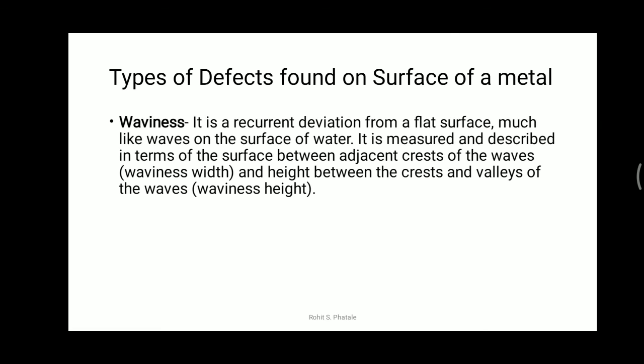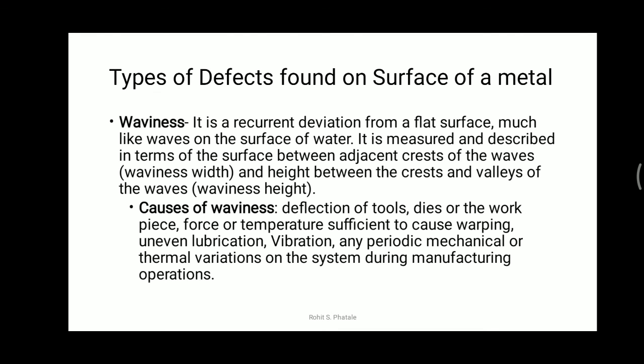Okay, then the next type of defect is waviness. It is the recurrent deviation from the flat surface, much like waves on the surface of water. It is measured and described in terms of the spacing between the adjacent crests of the wave and the height between the crests and valleys of the wave. Waves on the water are like this, and such waviness we can observe on the metal surface.